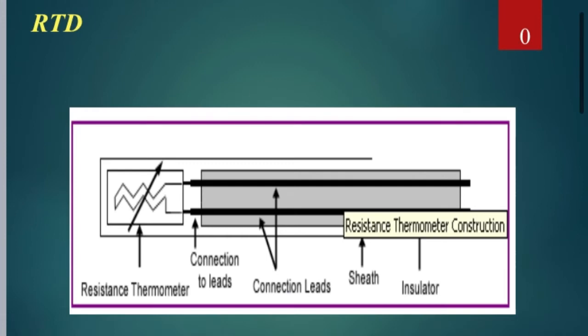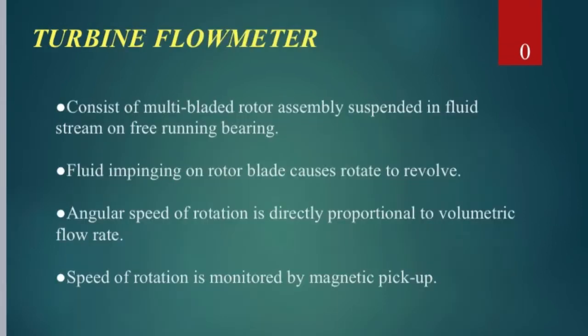Resistance thermometer construction. Parts are resistance thermometer, connection to leads, connection leads, sheath, insulator. Turbine flow meter consists of multi-bladed rotor assembly suspended in fluid stream on free-running bearing. Fluid impinging on rotor blade causes rotor to revolve. Angular speed of rotation is directly proportional to volumetric flow rate. Speed of rotation is monitored by magnetic pickup.